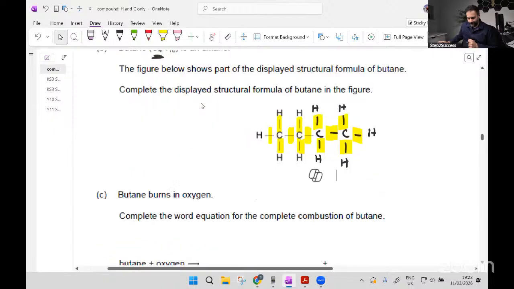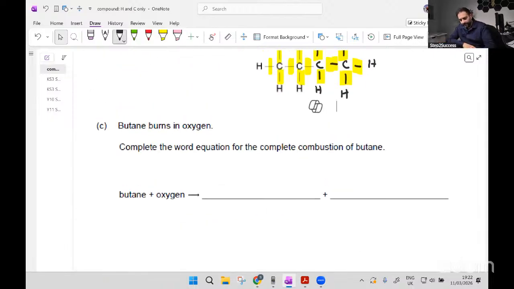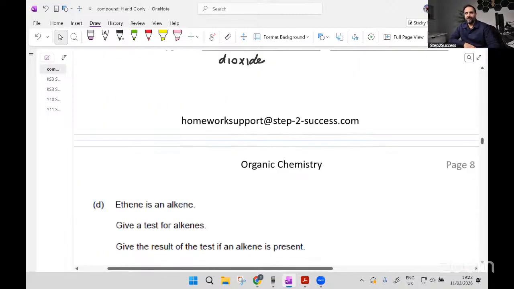Butane burns in oxygen. Complete the word equation for the complete combustion. Whenever we burn something, we react it with oxygen, and the two products are carbon dioxide, which can go into the air and do bad things, and water. That is the formula for combustion, the equation for combustion.